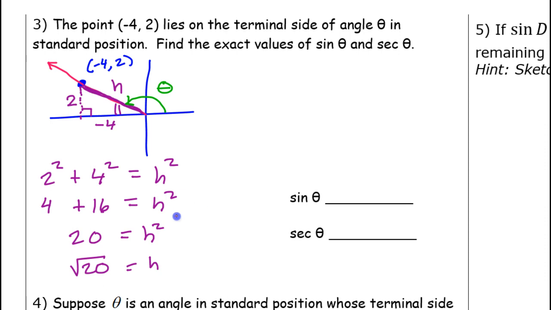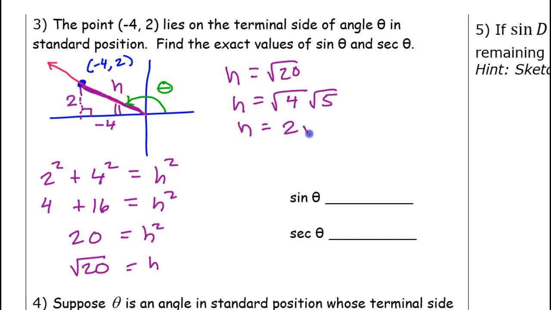Alright, now let me simplify that a little bit. So h is the square root of 20. But remember, the square root of 20 is the square root of 4 times the square root of 5. So h is actually 2 radical 5. So I'm going to record it that way. So that's the hypotenuse, 2 radical 5. So now let's talk about the sine and the secant.